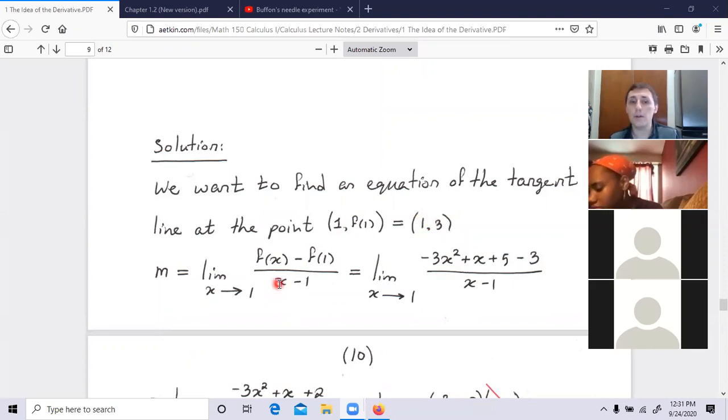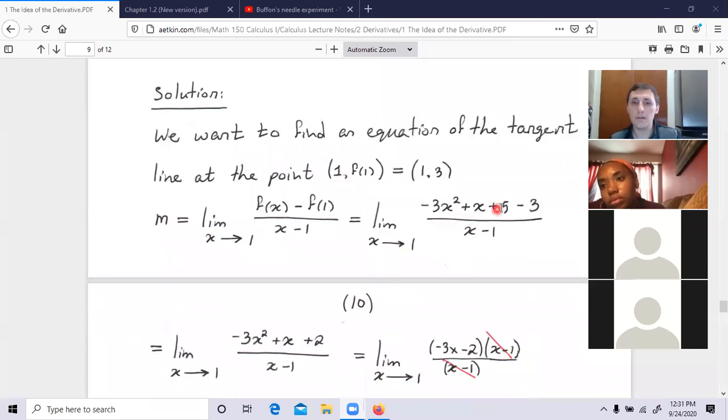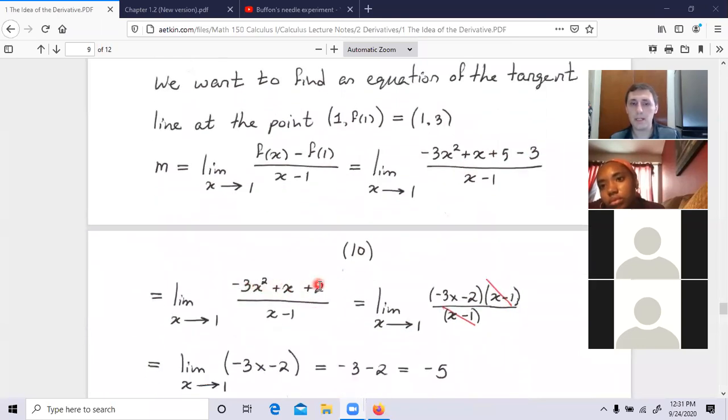So any other point is of the form x, f of x. What is f of x? It's minus 3x squared plus x plus 5 minus 3. Yes. So 5 minus 3 is 2. So it's minus 3x squared plus x plus 2.